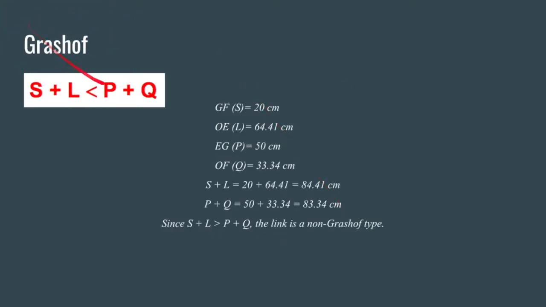When we look at the Grashof, our shortest link is 20 centimeters, our longest link is 64 centimeters, and the remaining two are 50 centimeters and 33 centimeters. When you plug these into the Grashof equation, we notice that it does not satisfy the Grashof requirement, which means that this linkage is a non-Grashof type.